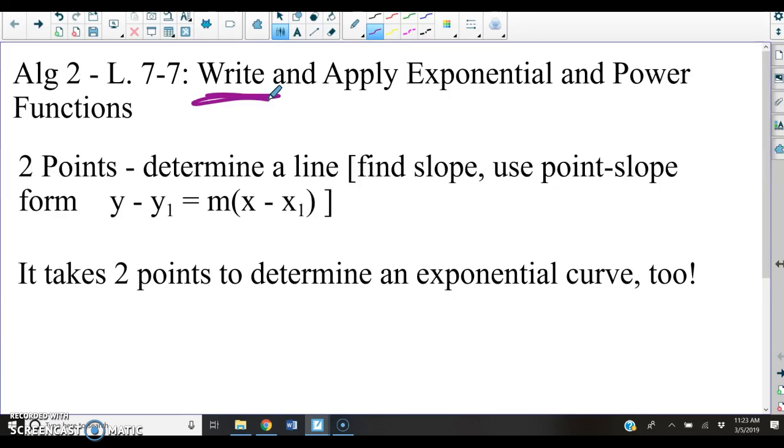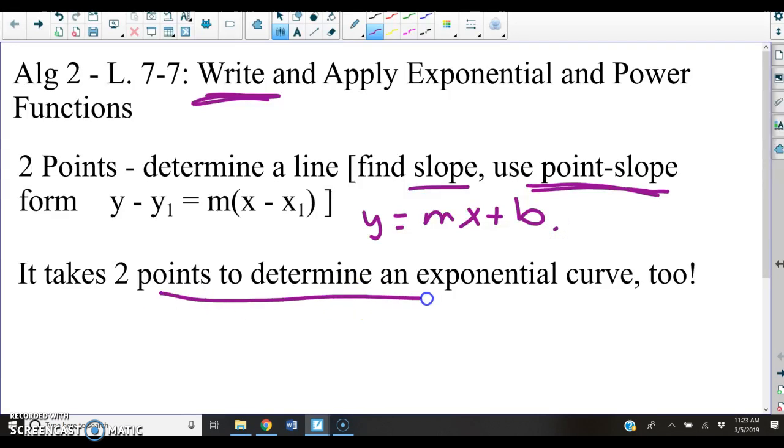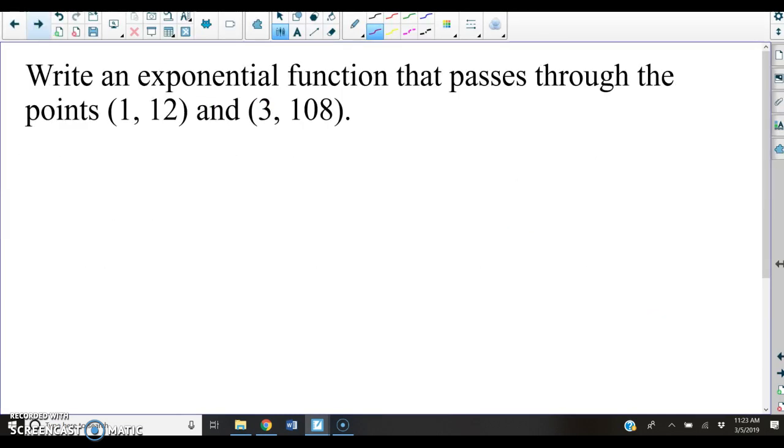Okay, so 2 points are used to determine a line. You'd use them to find the slope, and then you can use the point-slope form. Or if you happen to be given the y-intercept, you can use y equals mx plus b. Well, guess what? It takes 2 points to determine an exponential curve, too. And we're going to take a look at that, plus some power functions and do some fun things.